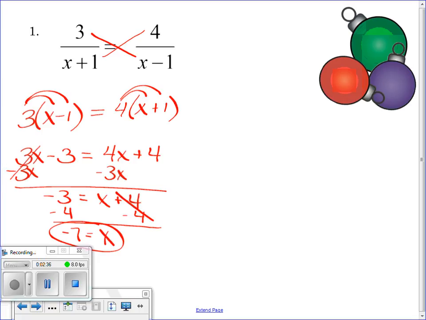All right. Do you remember I had told you guys we did restrictions previously, and I was like, I'm just trying to set you up for when we get to solving, so it's second nature. What would your restrictions be in this problem? X cannot equal what? Plus or minus 1. Right? My restrictions come from the denominators. So negative 1 and positive 1. So my answer of negative 7, is that okay?